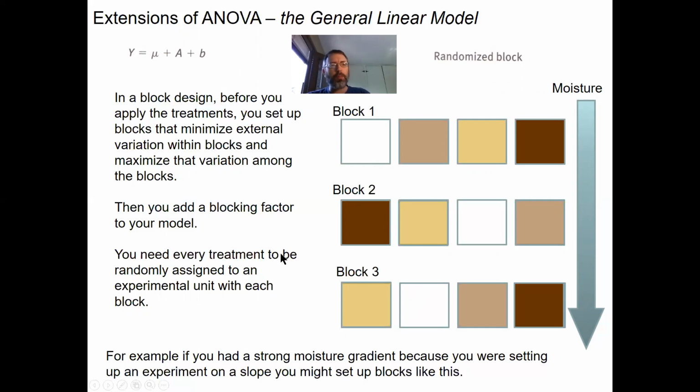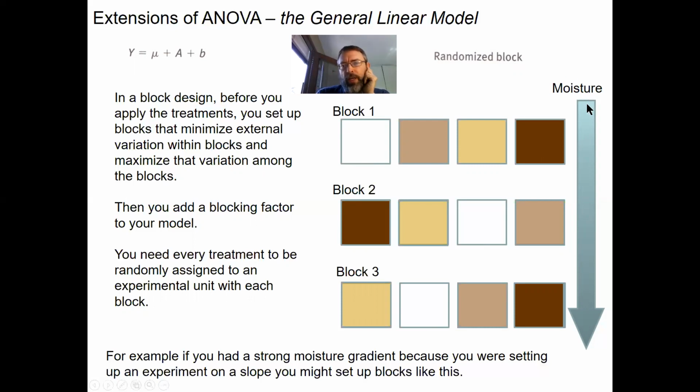You need every treatment to be randomly assigned to an experimental unit within each block. So each block has to have each treatment, and you randomly assign the treatment to the experimental unit within the block. Okay. So you have to have this one, this one, this one, this one here, this one, this one here.